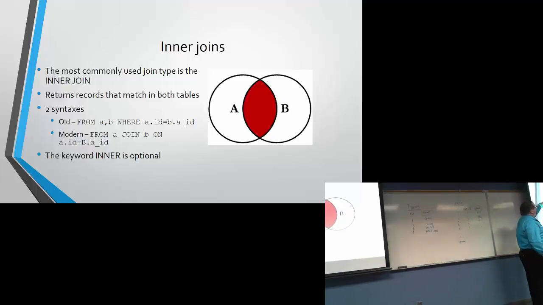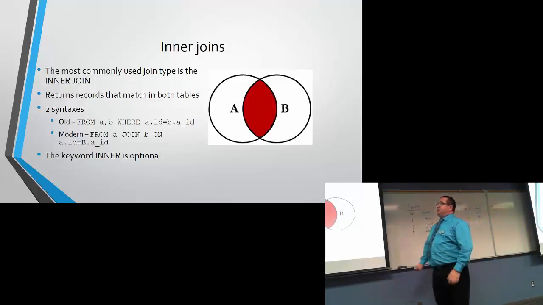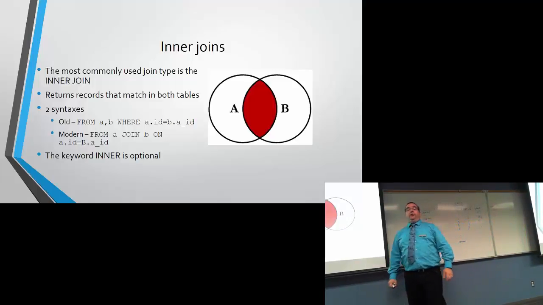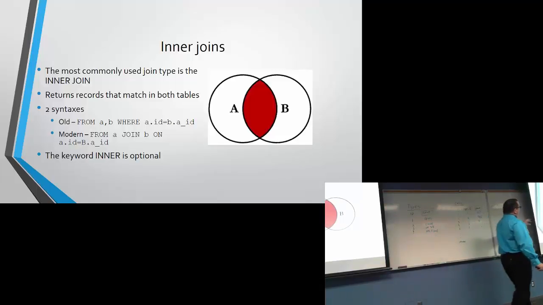Okay, the most common type of join is an inner join. The magic thing about most databases is you can choose to drop the word inner. If you use just the keyword join, it automatically assumes inner. So the shorthand of an inner join is just straight up the word join. What it does is it returns records that match in both tables.